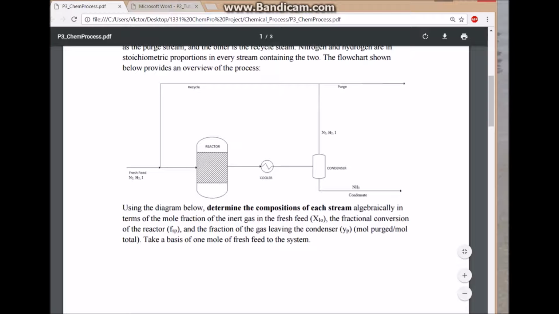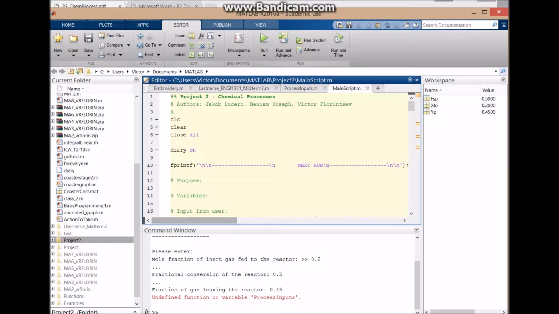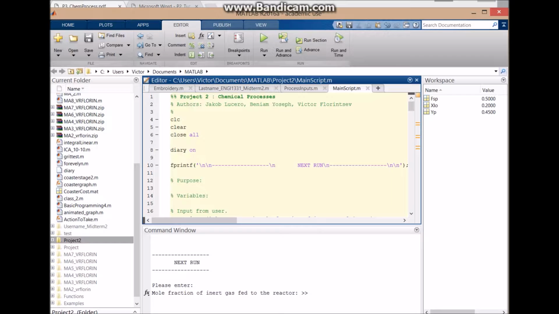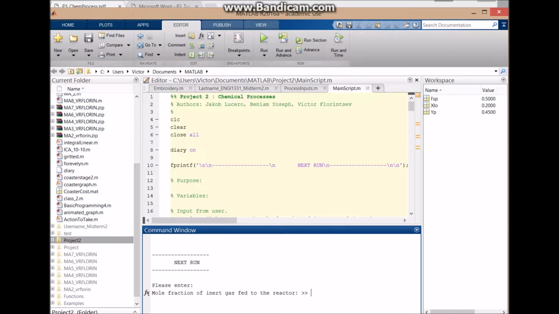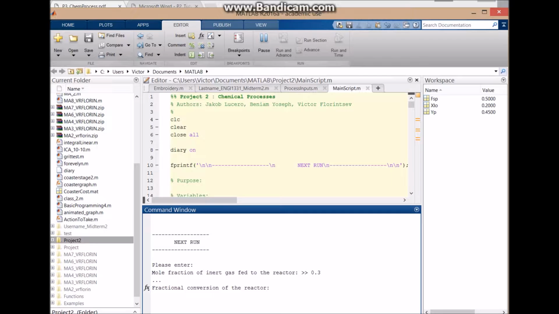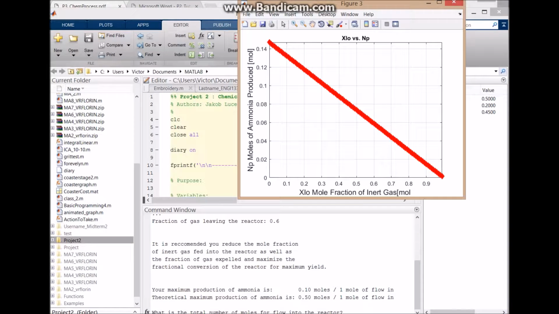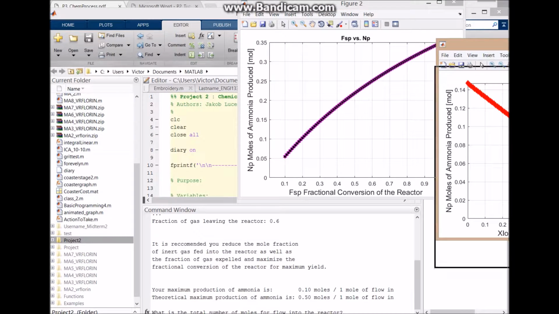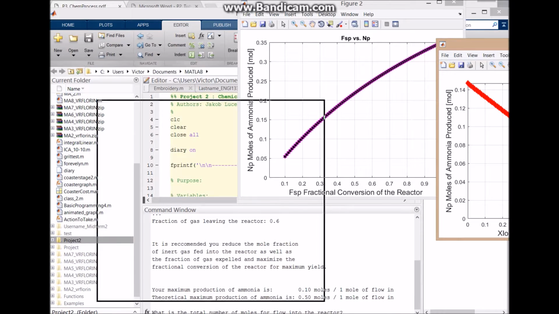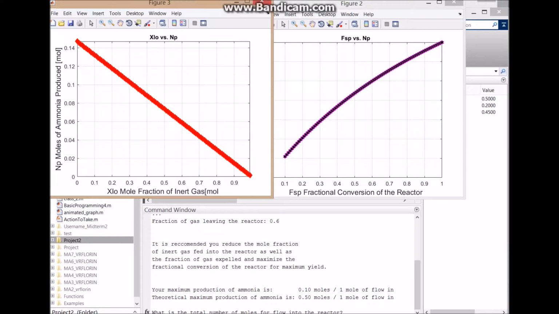Alright, now let's bring up the script. Let's start it. It asks you right off the bat, enter the mole fraction of inert gas. Let's say it's 0.3. Fractional conversion of the reactor. Let's say it's 0.2. Fraction of gas leaving the reactor, 0.6. And it spits out at you a lot of information, but it's all given to you in graphical ways as well as numerical ways.